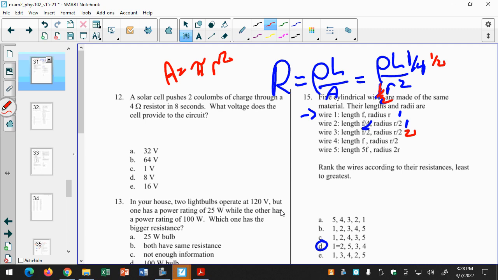For wire 4, I have a 1 for the length and then a 1 over 2 squared, so that's equal to 4. And then for wire 5, I have a 5 up here and a 2 down here, so that's 5 over 4. So going from least to greatest, 1 is equal to 2. Next is 5, then 3, and then 4, because 5 over 4 is 1 1/4. Follow? Okay.